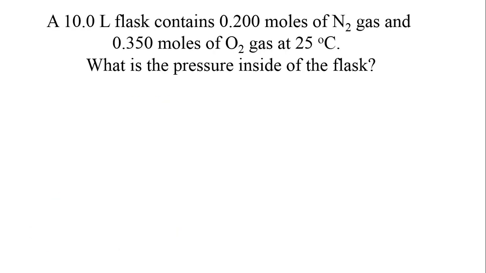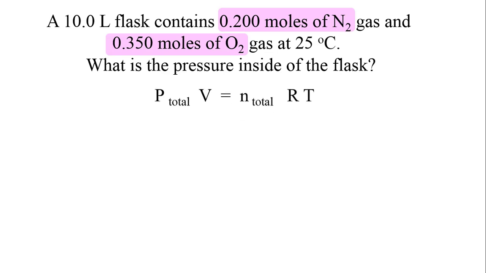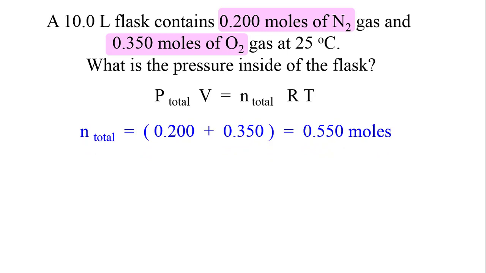There are two types of problems that we can treat with the concept of partial pressures. First, if we know the amounts of the two gases present, we can predict the pressure of the gas mixture. Notice in this question that we are given the number of moles of N2 and the number of moles of O2 present. Of course, they're in the same container with a known volume and temperature. For the total pressure inside the flask, we'll use the ideal gas law for the total sample. The total number of moles of gas is 0.550 moles.